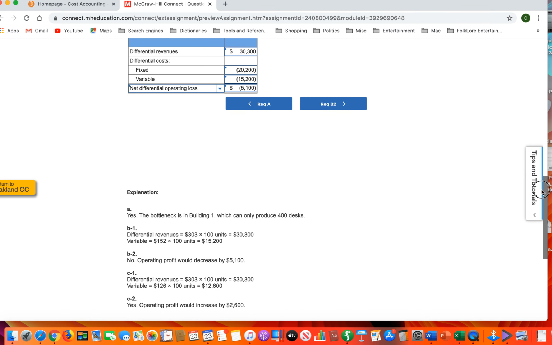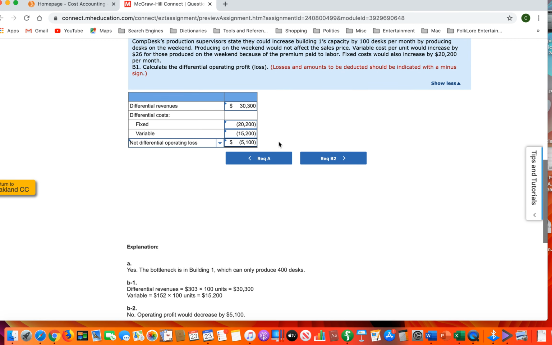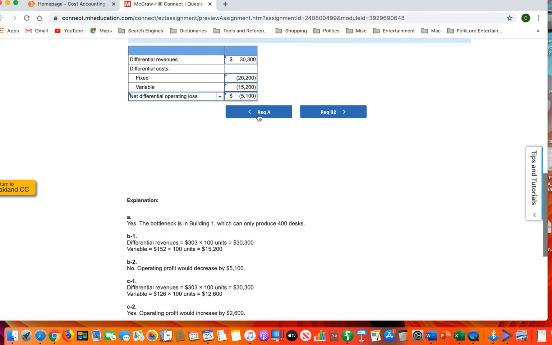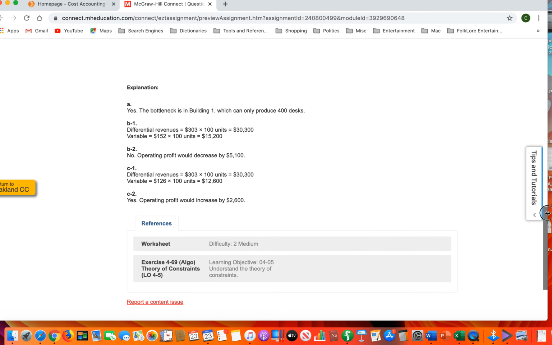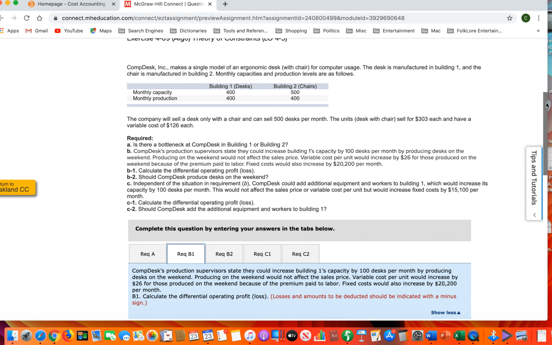Well, by $5,100, like I said. See here? You did 100 times 303. Your fixed cost went up. Your variable cost is 15,200 because it went up by another $26. So you're losing. You lose $5,100 if you go that way. So it shouldn't do a weekend.